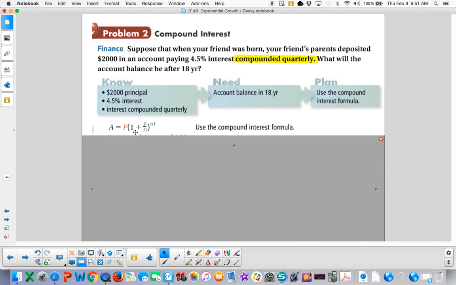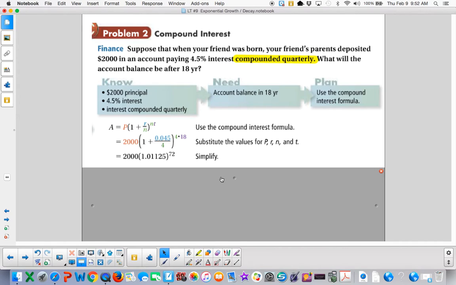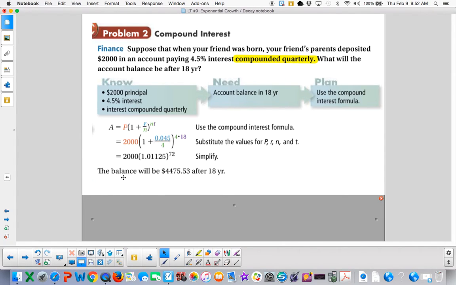So we have to account for the fact that it's going to be compounded quarterly. We're going to use the compound interest formula, and the quarterly means 4 times per year. So we have our starting amount, 2,000, parentheses, 1 plus 0.045, because I've not added the 1 yet. You don't do that yet. You divide this by 4 because you're going to compound it quarterly. And then it's to the power of 4 times 18 because we're going to do that for 18 years. So we're simplifying what's in the parentheses, and then we're calculating, and you're going to get $4,475.53 after 18 years. Notice how the formula changed a bit because we were compounding quarterly.